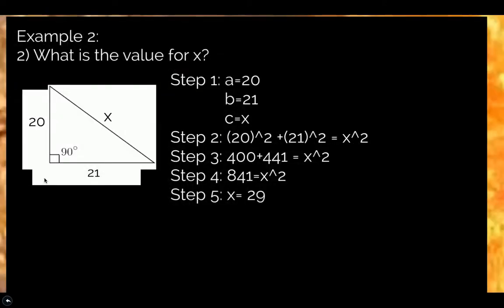What is the value for x? So this is example 2. We do the same process where a is equal to 20, b is equal to 21, c is equal to x. Step 2 is we plug in our values into the formula. We have 20 squared plus 21 squared is equal to x squared. In step 3, 20 squared is equivalent to 400, and 21 squared is equal to 441. We add those two values together and we get 841 is equal to x squared. We take the square root of both sides and we get x is equal to 29.